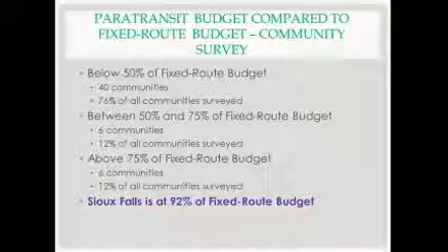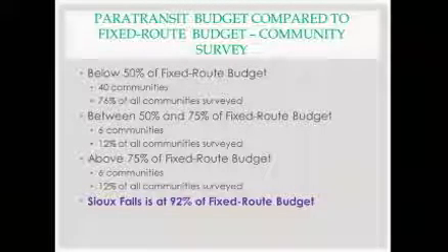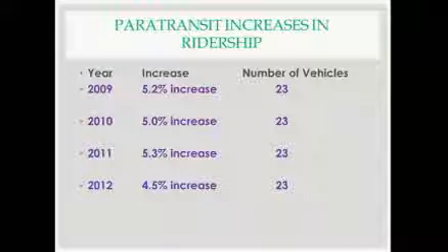Sioux Falls is at 92%. What we're trying to show is that generally our Paratransit overall budget is higher than it needs to be in relation to our fixed route budget. We just don't think that's very sustainable. Paratransit ridership has increased generally with the same number of vehicles that we've had since 2009. What we estimate now is for every 5% increase in budget, we need another vehicle and another employee to keep up with our capacity. We're at capacity on the Paratransit system.